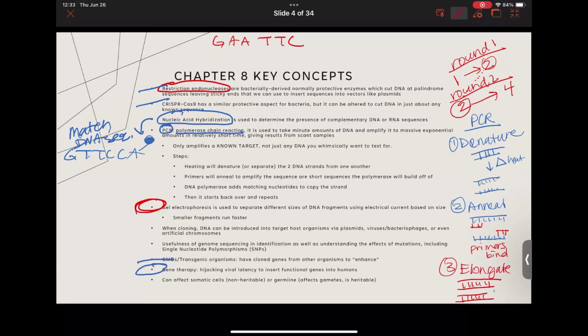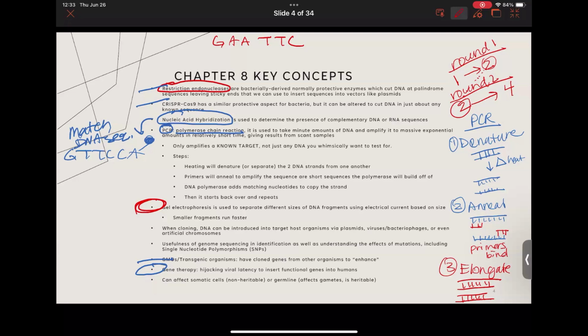And then we can look at the bands on where they get stuck in the gel. So the bigger that you are, the more easily you get stuck. And so the smaller fragments travel faster and the bigger fragments get stuck. And so the smaller ones are going to be at the end or the bottom of the gel, and the big ones get stuck at the top of the gel.